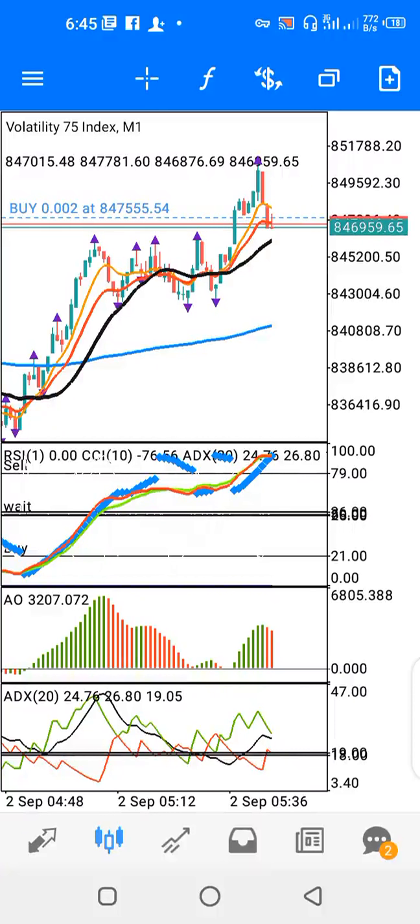Today we'll be looking at how you can scalp volatility 75 index on the 1 minute time frame.